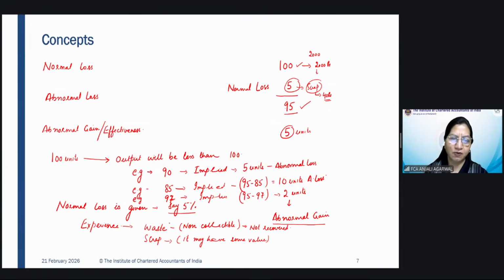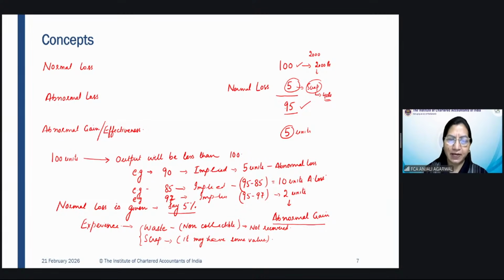So normal loss or any waste that you get from the process can be sold or may not be sold. If it is sold, that means you are able to recover some amount from the sale of that normal scrap. But if it is waste which is not even collectible, or scrap which cannot be sold for anything, zero value, then we say that the scrap or the normal loss will not have any value at all. So this is very, very important when we are doing questions on normal loss.